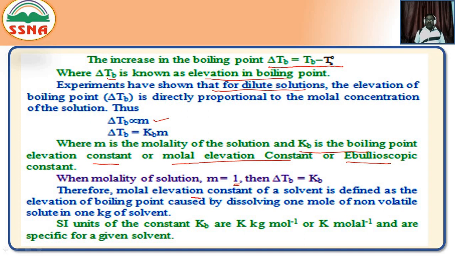Therefore, the molal elevation constant of a solvent is defined as the elevation of boiling point caused by dissolving 1 mole of non-volatile solute in 1 kg of solvent. The SI unit of the constant Kb is Kelvin kg per mole or Kelvin per molal, and it is specific for a given solvent.